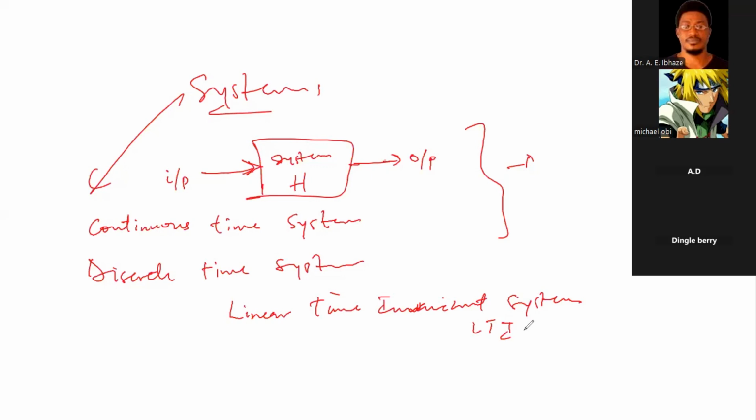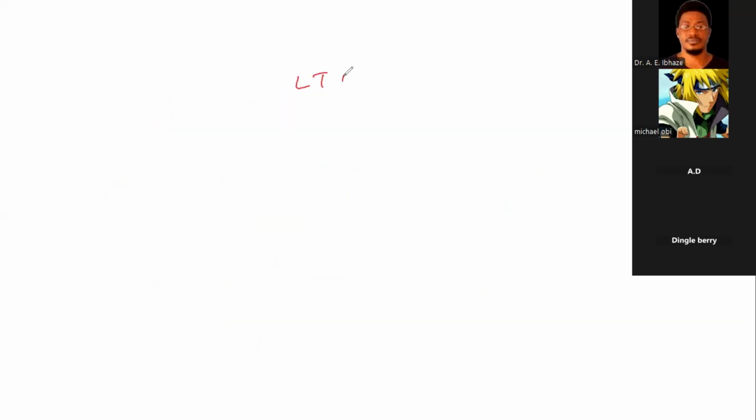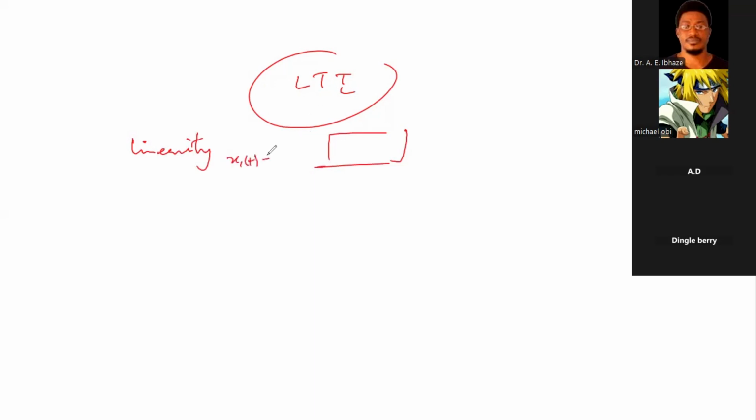Okay, so it means it combines the property of linearity and the property of time invariance. Okay, so when we talk about linearity, so let us get this out. We're talking about LTI systems. So when we talk about linearity, it's simple. So it means that if, for instance, we feed into the system S1 of t plus S2 of t, then we should get Y1 of t plus Y2 of t.